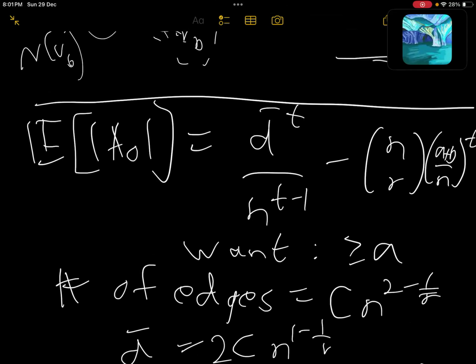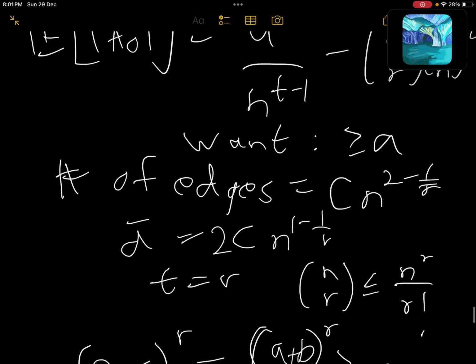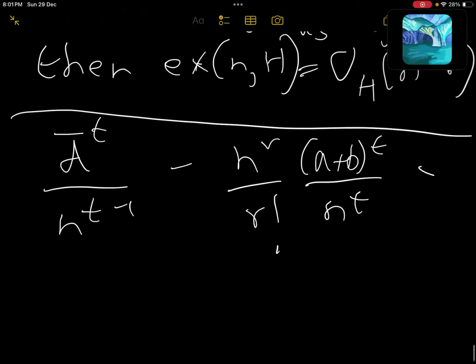We can choose T equal to R. Let me just do the calculation. So we have D bar raised to T upon N raised to T minus 1, minus N raised to R by R factorial. This is N choose R into A plus B raised to T upon N raised to T. And we want this to be at least A. This is what we want to solve, and we want to get D bar somehow. Now, we want no dependence on N, so it makes sense to choose R equal to T, because then this term will get cancelled.